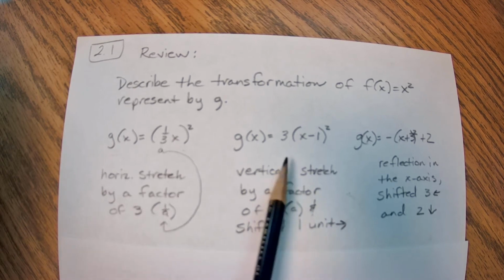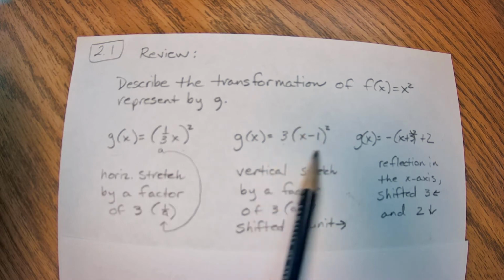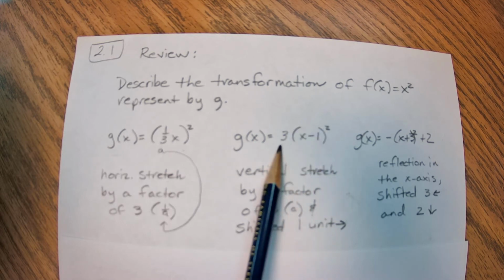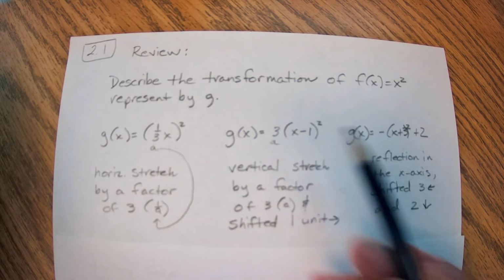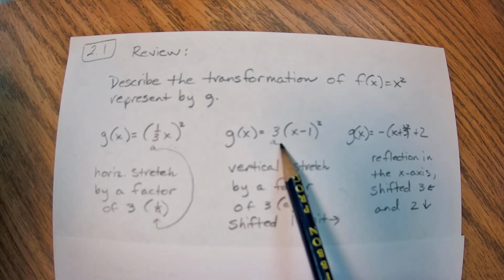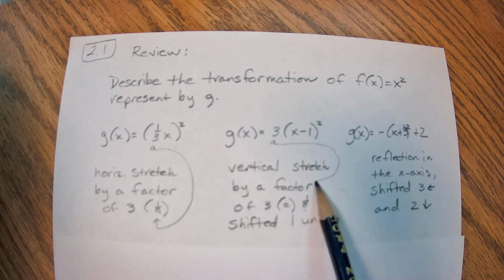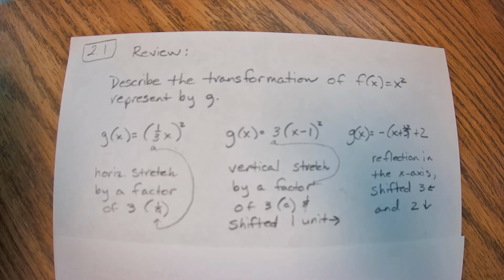So now look at this case, you can see that the whole function is being multiplied by a constant. So this time we have a vertical stretch by a factor of 3, because if it's a vertical scaling, my factor of scaling is exactly the same. And then it's shifted 1 unit to the right.